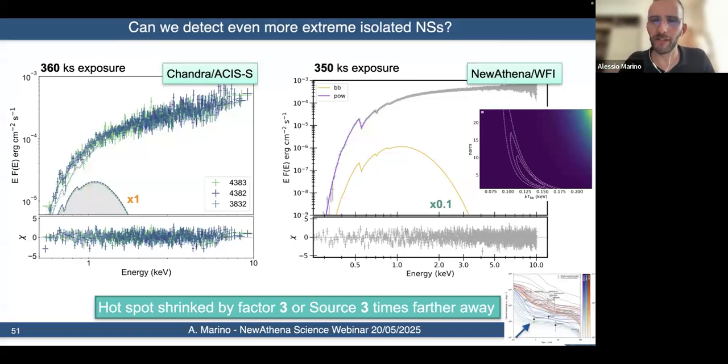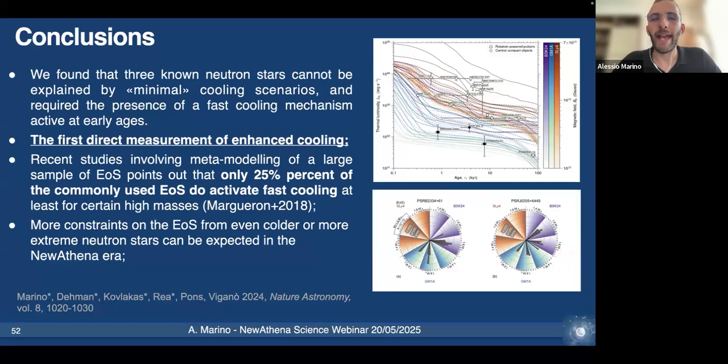So I finish here. To conclude, we have found pretty strong, pretty solid evidence of enhanced cooling. Actually, we are calling this the first direct measurement of enhanced cooling. We have these 3 neutron stars whose location in the luminosity versus age diagram is very well constrained, again, because we have strong age and distance estimates. And we are putting ourselves, if you want, significantly in the worst case scenario with luminosity and the modelization.